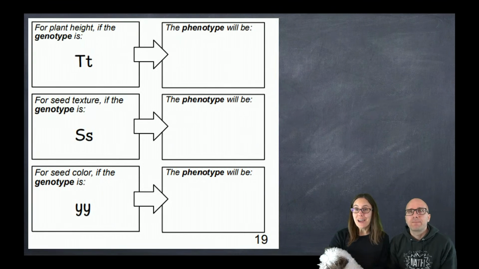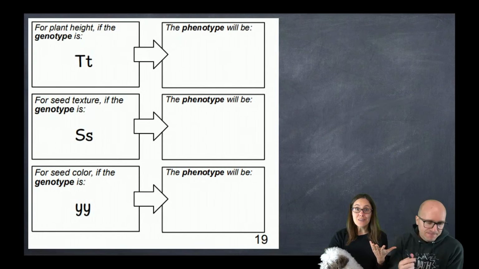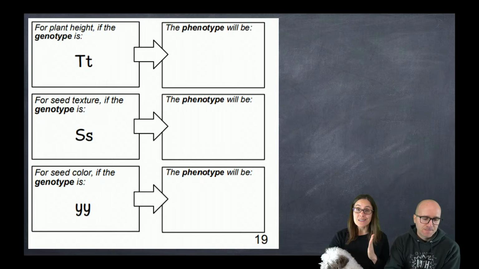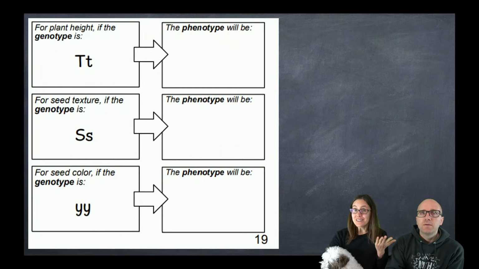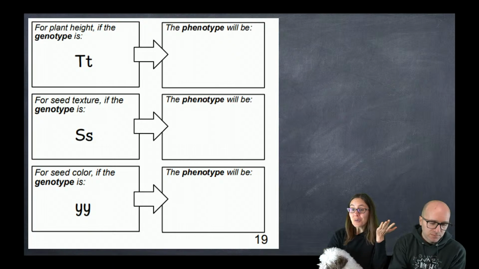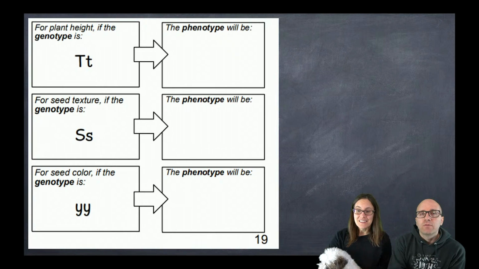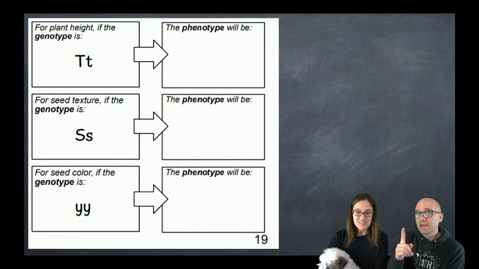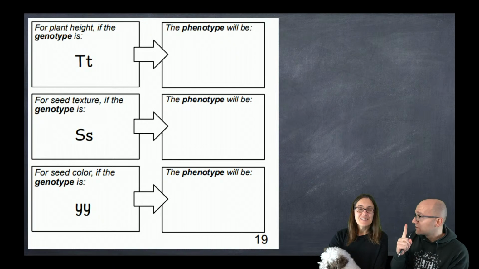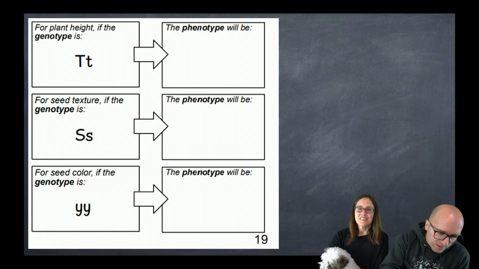So now one more time, but without the little cartoons, just with the letters. If we have a capital T, lowercase t for plant height, is that going to give us tall plants or dwarf plants? All right, so capital T was for tall plants, and in this case, because we have one of each, the dominant one is going to win. So the phenotype will be tall.